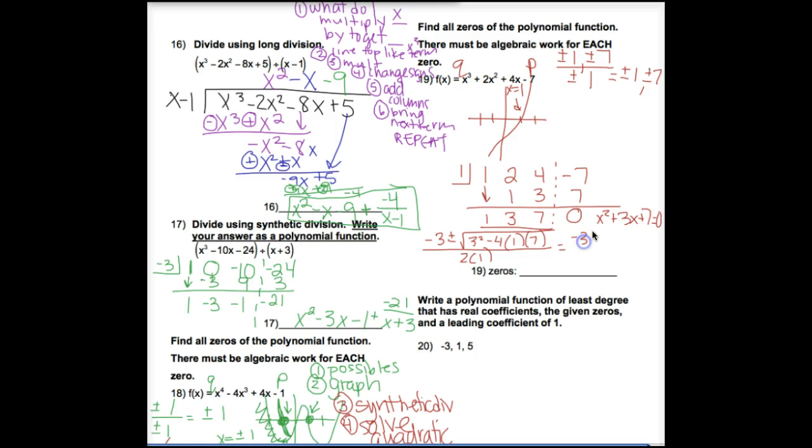So negative 3 plus or minus the square root of 9 minus 28. 9 minus 28 is negative 19. So I need to simplify there. I've got a negative under the radical, which means that's i's in my answer. Plus or minus i radical 19, over 2. This is only 2 answers. I should have 3. Don't forget the one that was synthetic division. So x equals 1.